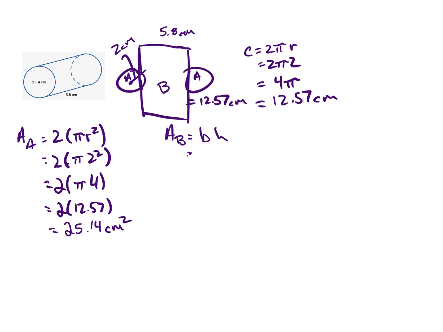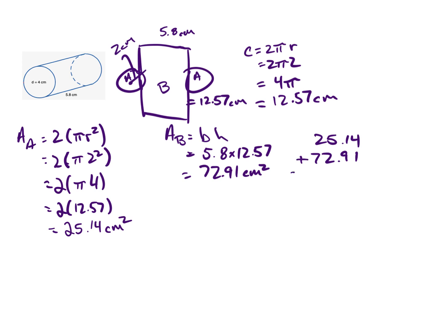We should be good at that by now. We got 5.8 times 12.57. When I multiply the two of those, we're looking at 72.91 centimeters squared as our answer. And then don't ever forget to add the two of them together. So many times I've seen students do all that work and then miss the easiest step of adding them together. So we got 5 there, don't have anything to take over. We got 0 there. 1 and 5 is 6, plus 2 is 8. So we get 98.05 centimeters squared.